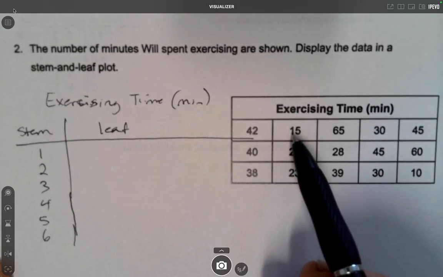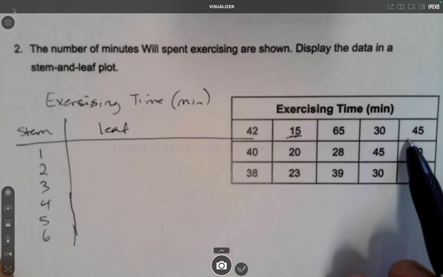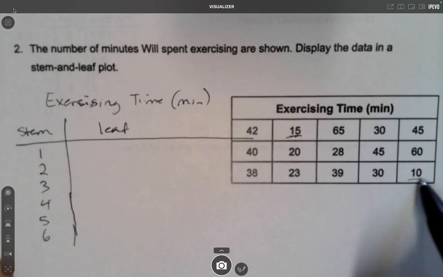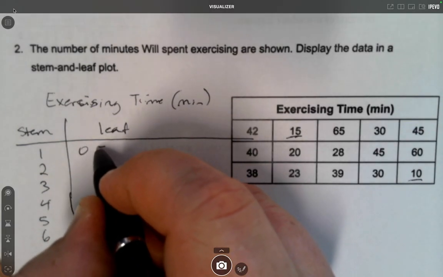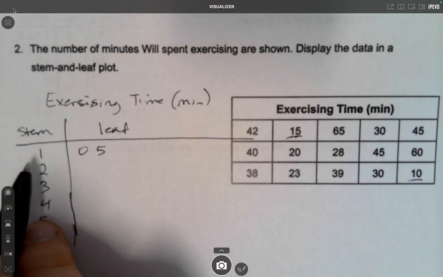So I see a 15 and the 10. So there's just 2 that go in the tens place, 0 and 5. That represents 10 and 15.